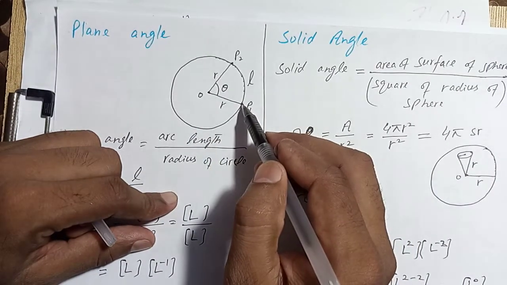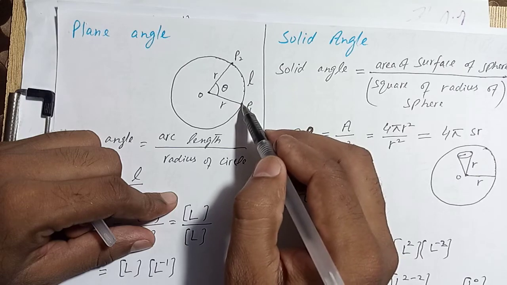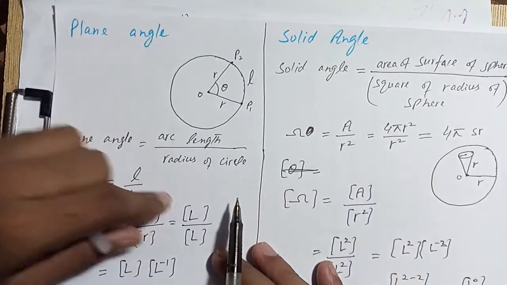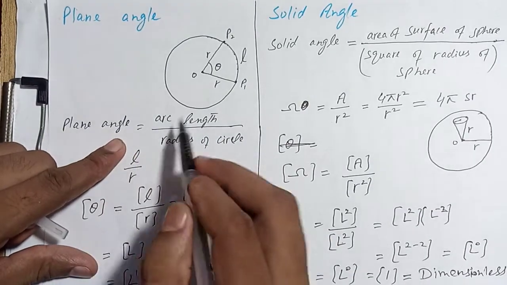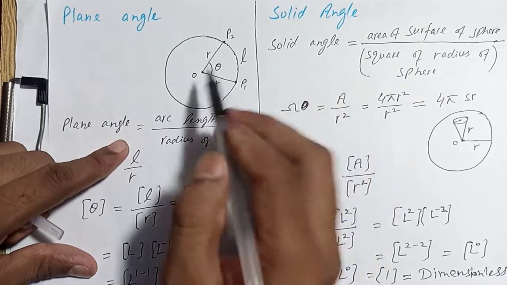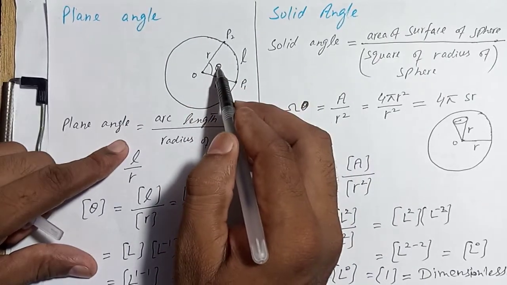So if we mark these two points and draw two radii from O to P1 and O to P2, then this is the arc length between points P1 and P2, denoted by L. So plane angle is defined as the arc length between two radii of a circle.